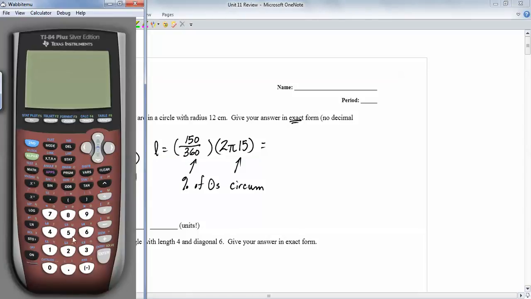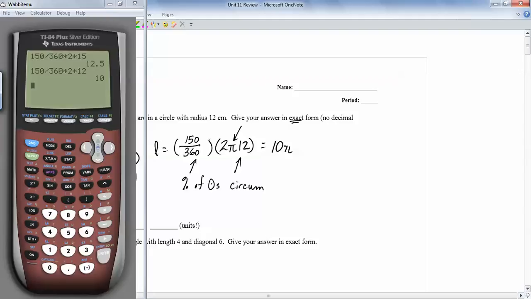So if we do 150 over 360 and then times 2 times 15, notice I'm leaving out the pi. Then we get 12.5. Oh, sorry, it's not 15. It's 12. Radius is 12. So let me call that back down here, switch it to 12. So we get 10 for everything other than the pi.